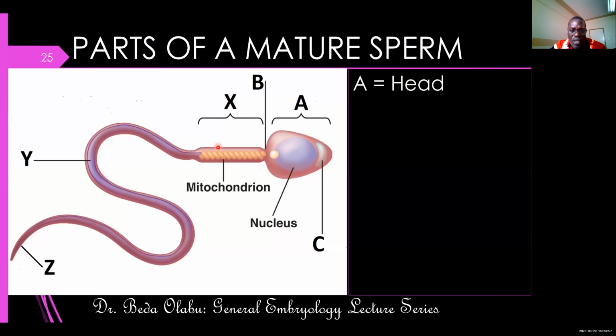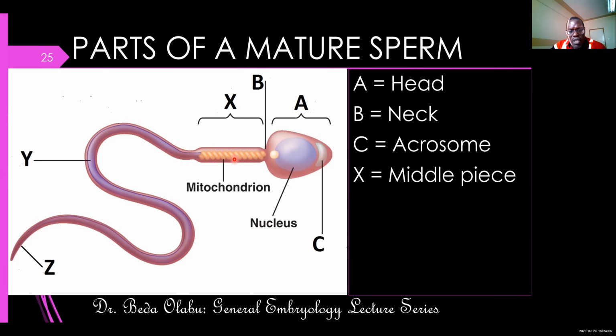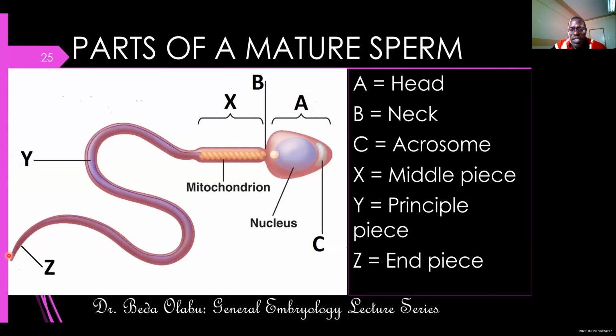B is a neck, and this X here is called the midpiece. The midpiece of the sperm contains several mitochondria. They are within here, several mitochondria. Then we have this one being the principal piece of the tail, and this being the end piece of the tail. The tail of the sperm is largely to give it propulsion when it's swimming.